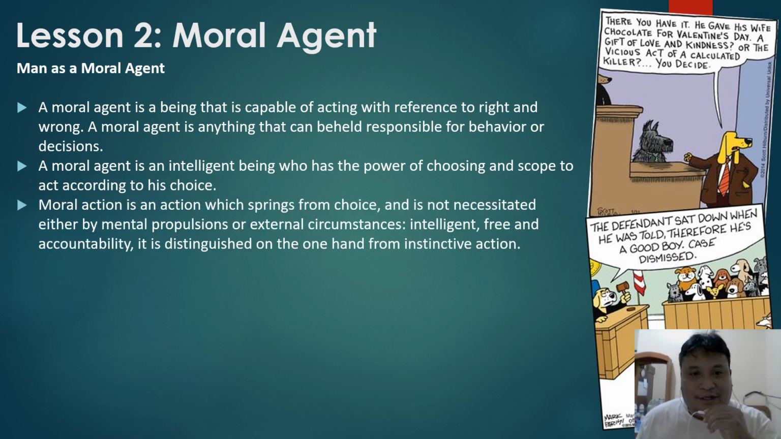Okay, so moral action is an action which springs from choice. So it is not necessitated either by mental propulsions or external circumstances. Therefore, our moral actions are based on our own free will. In other words, no one compelled us to do what we want to do, but instead it is based on our own knowledge. That is why intelligence. It's based on our own will. That is why it's free. And moreover, since we are intelligent and free beings, we have also to consider responsibility or accountability. So in everything that we do, we are held accountable for our own actions. So it is distinguished on the one hand from instinctive action.